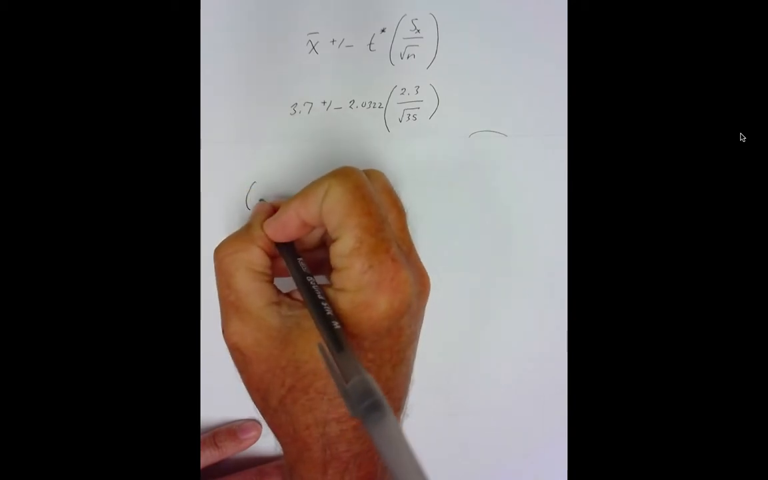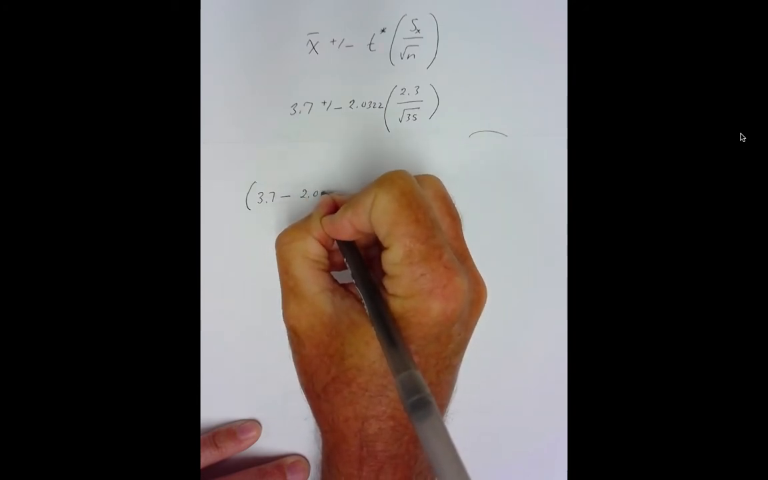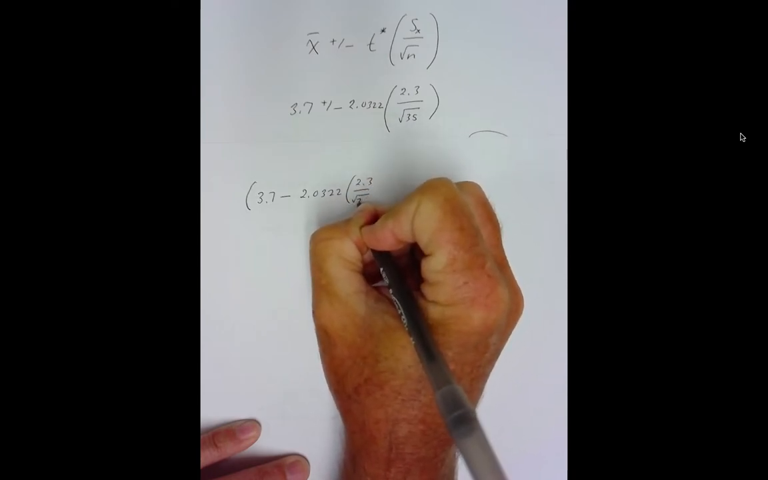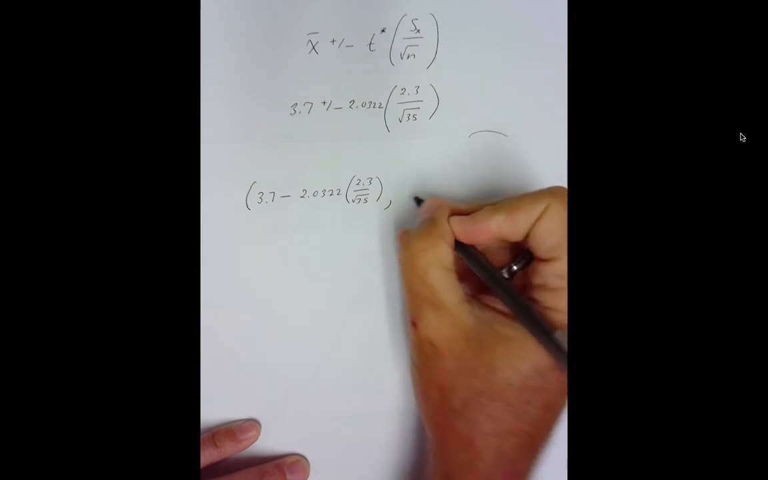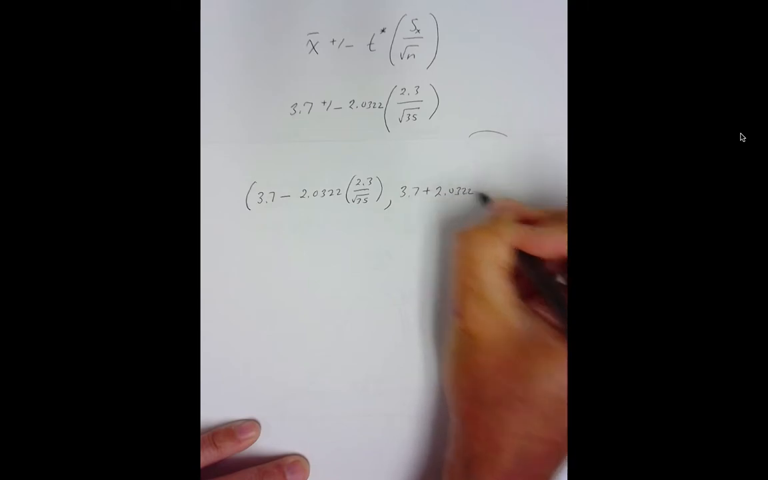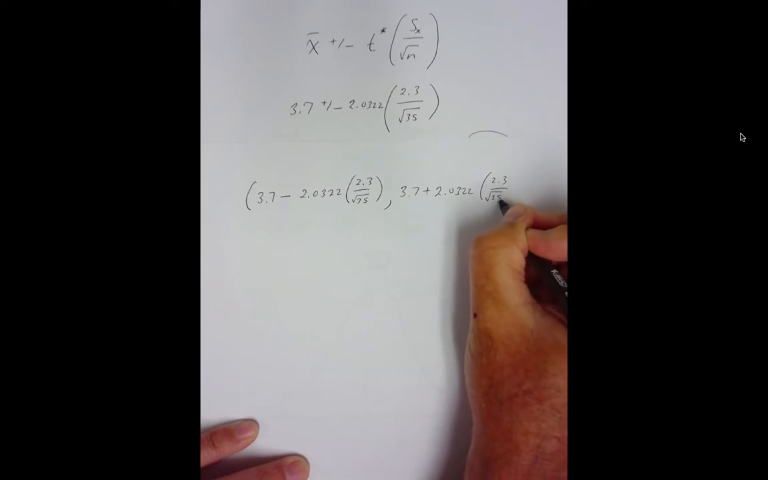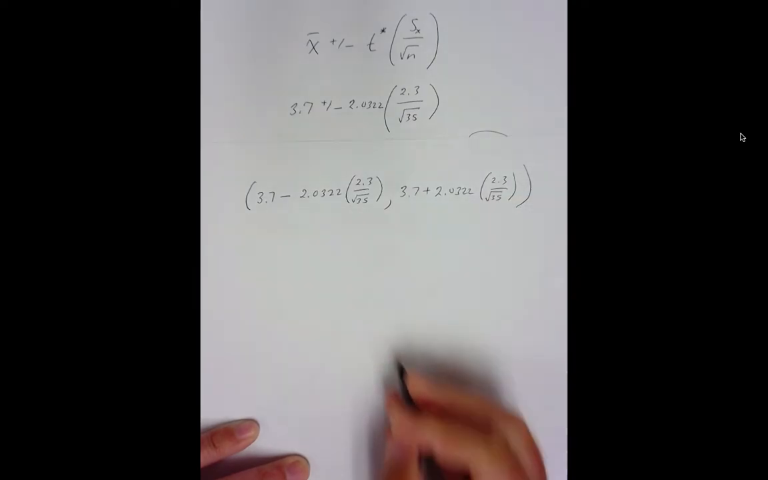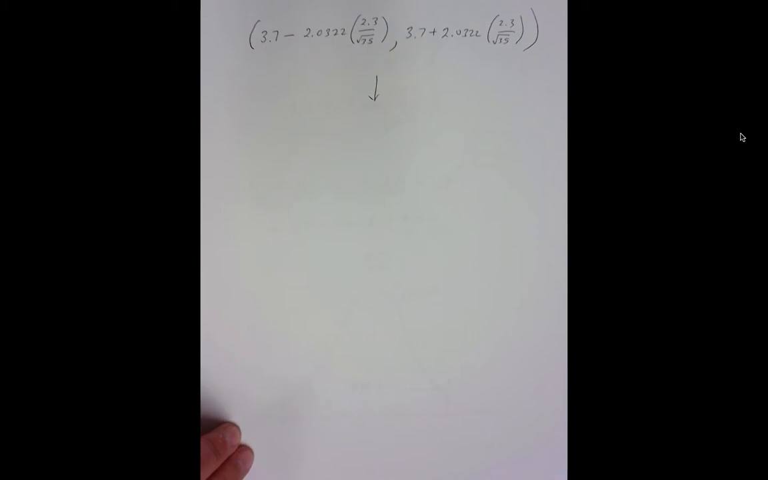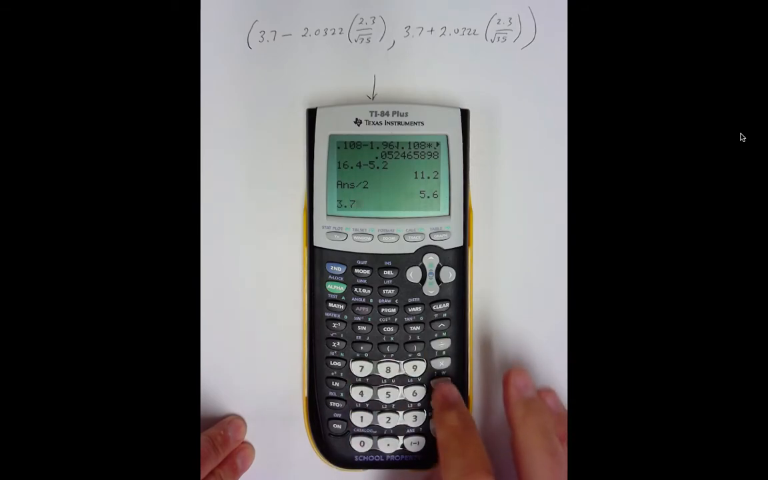Now, once we get this, just like we did in the previous video, we're going to do 3.7 minus 2.0322 times 2.3 over the square root of 35, comma, 3.7 plus 2.0322 times 2.3 over the square root of 35. All right, so let's do that. I'm going to use my calculator. I'm going to do the negative first.